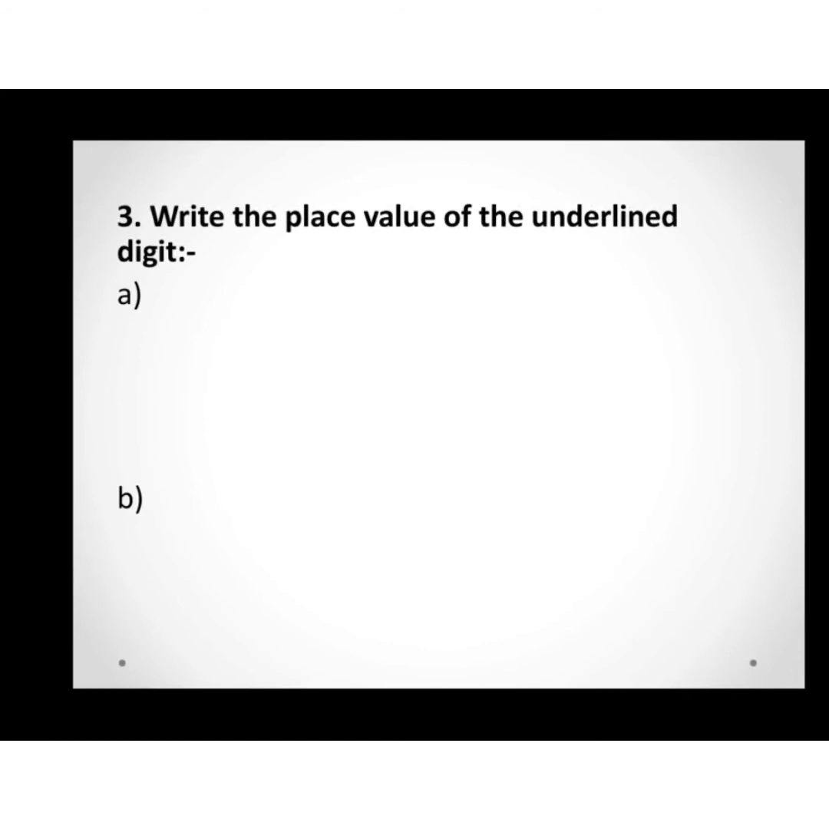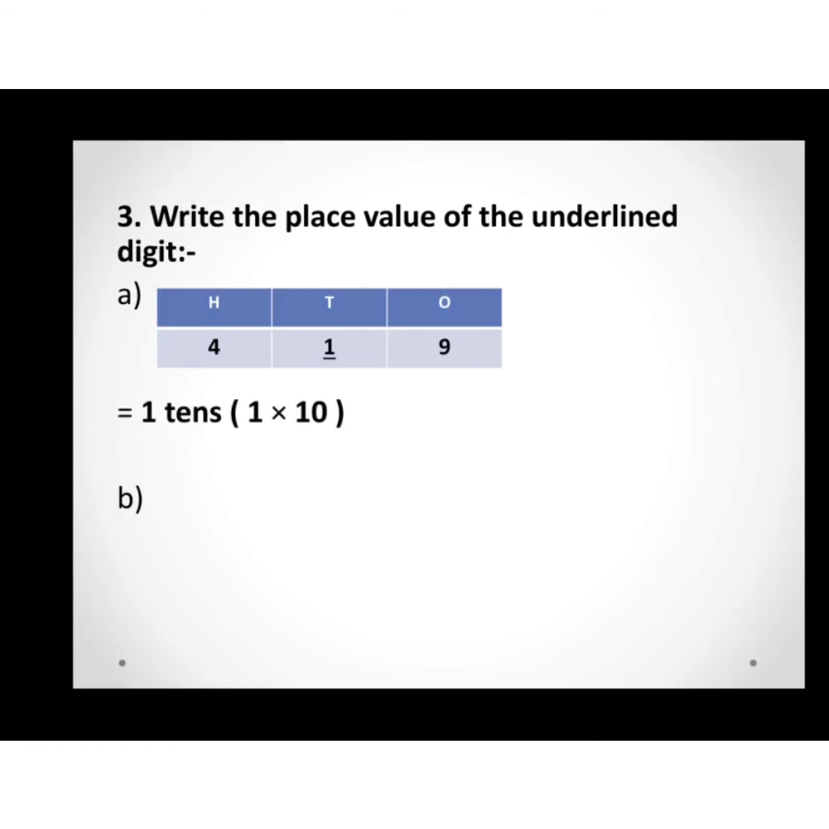Now, question number 3. Write the place value of the underlined digit. First question, 419. Here we have to find the place value of digit 1. 1 is in tens place. So, place value of 1 is 1 times 10. That means 1 multiplied by 10 is equal to 10.